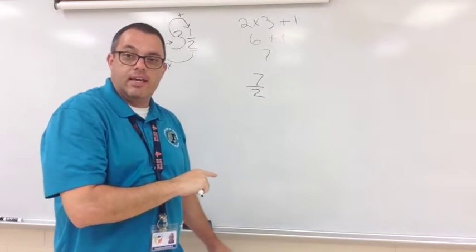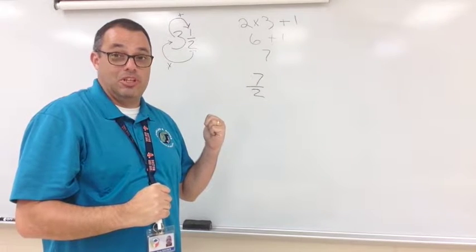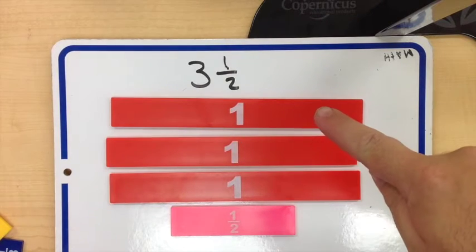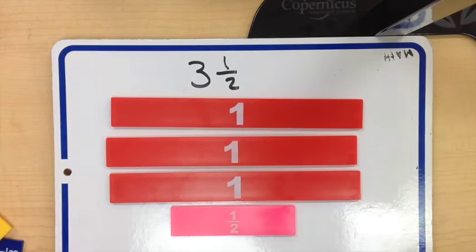Now, like I said, we're going to use the fraction tiles just to prove that this really is true. Okay, we're going to use fraction tiles just to demonstrate and prove the method that I showed you of how to convert a mixed number into an improper fraction. Okay, we're going to work with, again, the mixed number 3 1/2. So I've gone ahead and put fraction tiles. There's 1, 2, 3, and 1/2.